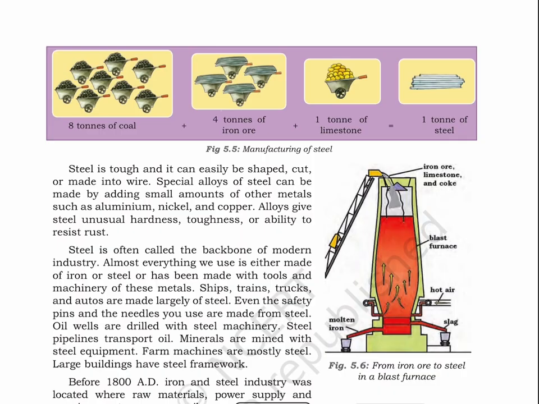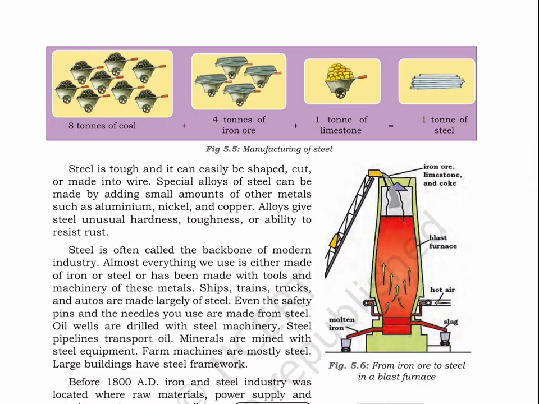Oil wells are drilled with steel machinery. Steel pipelines transport oil. Minerals are mined with steel equipment. Farm machines are mostly steel. Large buildings have steel framework.